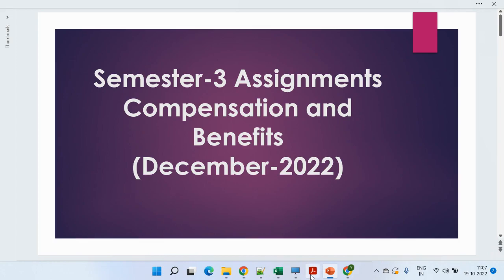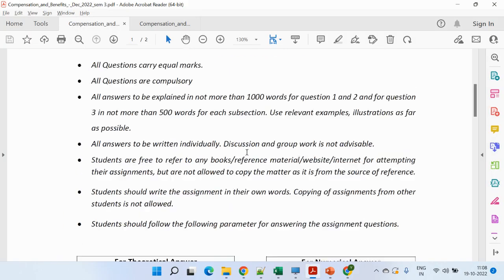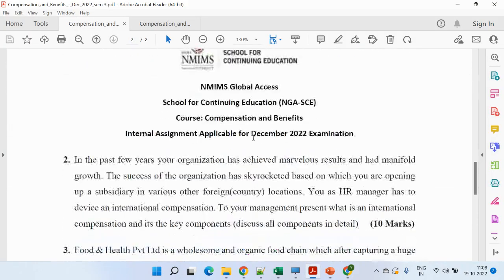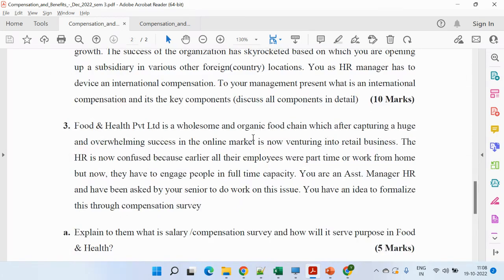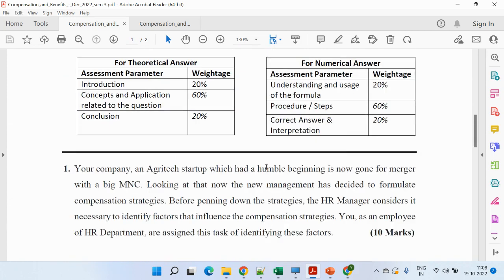So let's quickly see this assignment. There are three questions. Let's discuss each question one by one: what is being asked, what is the logic behind it, what needs to be written, which page numbers to refer to, and what the case study is all about. Let's start with our first question.